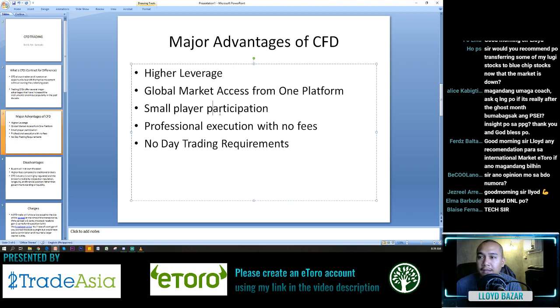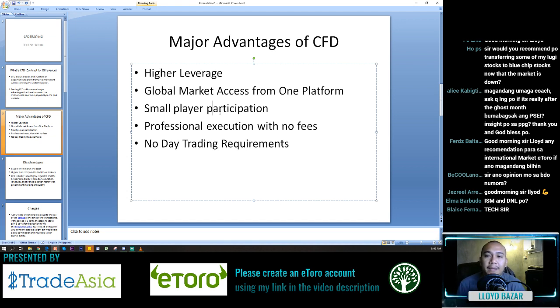Now, because of CFD, we can now take advantage of this. Pwede natin pumasok sa international market. Okay? We now have global market access in just one platform. Very, very beautiful. I can trade Europe markets. I can trade France markets. Other US markets, Chinese markets, in Singapore, etc. Ang dami na po natin pwedeng i-trade kung may gusto tayong kumpanya na tumutubo.